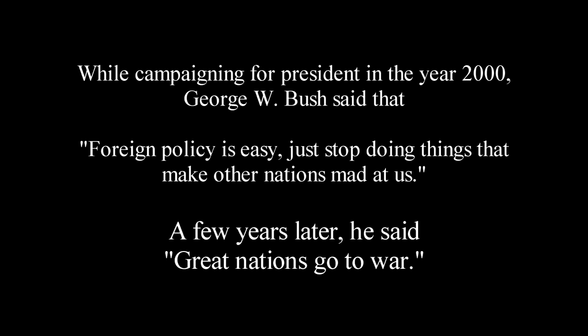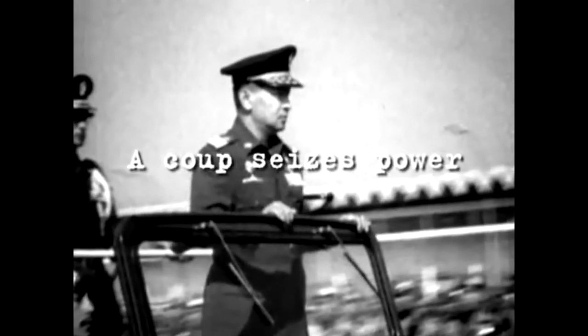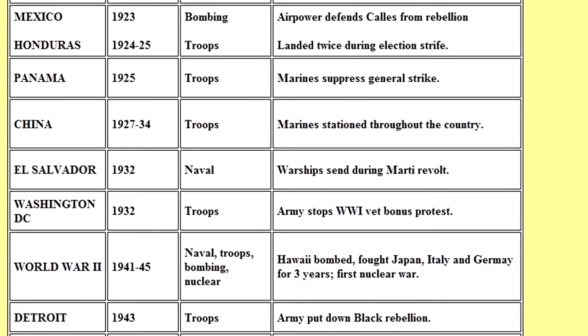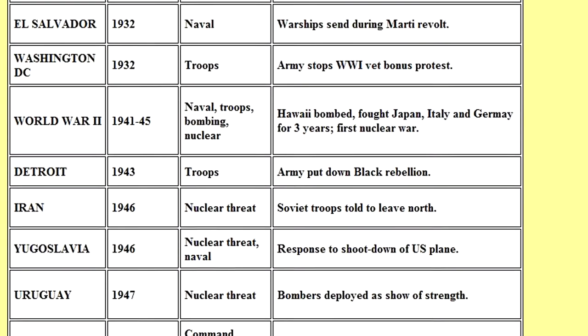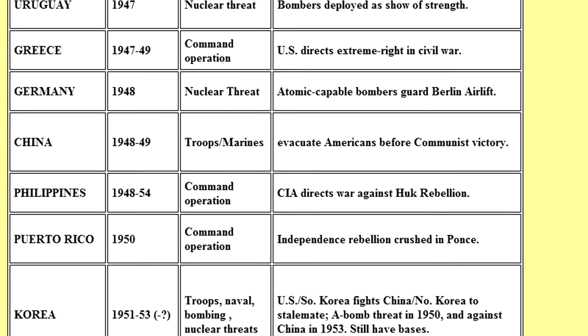While campaigning for president in the year 2000, George W. Bush said that foreign policy is easy. Just stop doing things that make other nations mad at us. He was referring to 50 years of U.S. support for any national leader who was anti-Soviet, no matter what sort of dictators were supported. The priority of U.S. foreign policy was to suppress communism at all costs. This hurt the image of the U.S., created many enemies, and played a role in much misery and death in many nations. In the last 50 years, U.S. forces have conducted war in about one of four nations of the world. This made a lot of the world's people mad at the U.S.